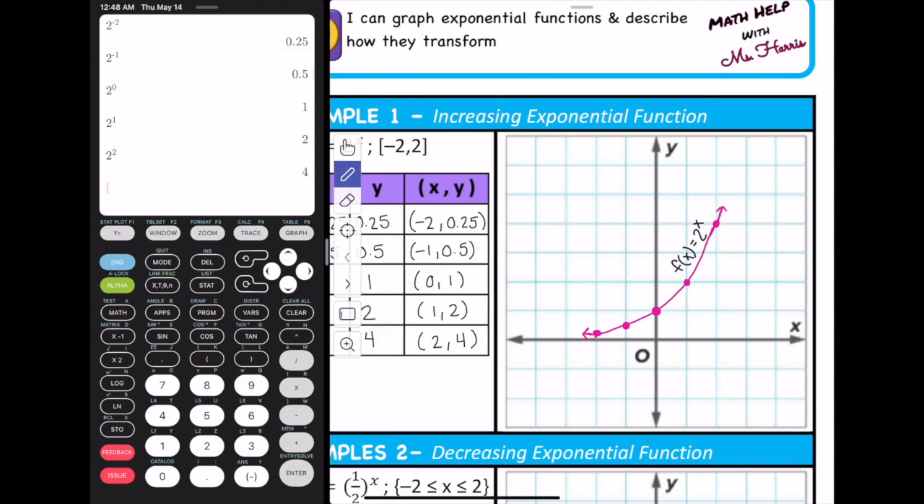Looking at this exponential function, it's a lot different than the linear functions we've worked with in the past. It's not a straight line, it's a curved line where the y values are really, really small and they're not quite hitting the x-axis yet, but they start to increase very rapidly.